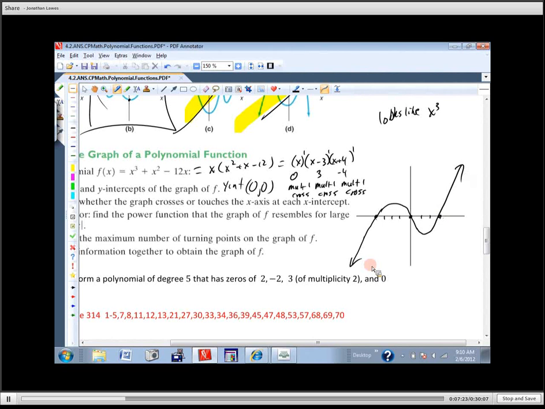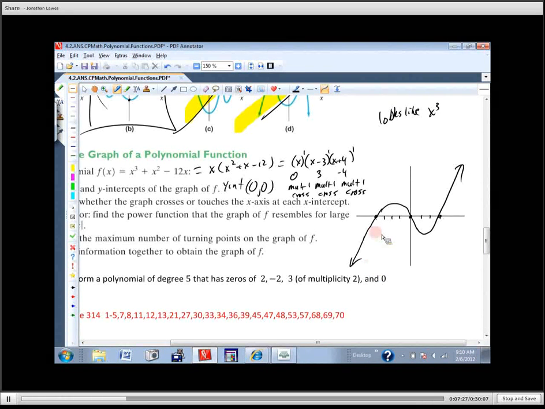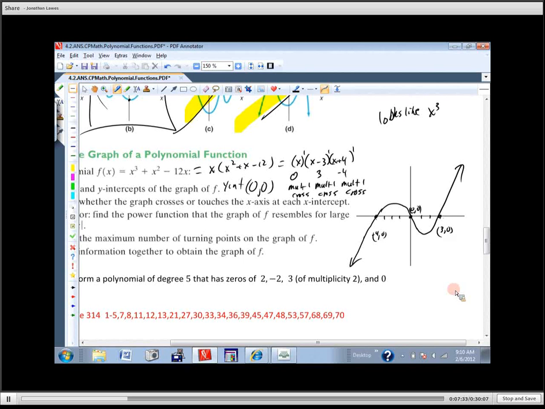We put arrows on the end. We could label the points. Okay, so this is negative 4, comma 0. This is 0, 0, and this is 3, comma 0. And that's a pretty darn good graph. We've said it looks like that. We've shown whether it touches or crosses there. Any questions? How many turning points does this one have? It has 2. Now, if it's degree 3, it can have up to 2. Does that match with what we already know? It does.